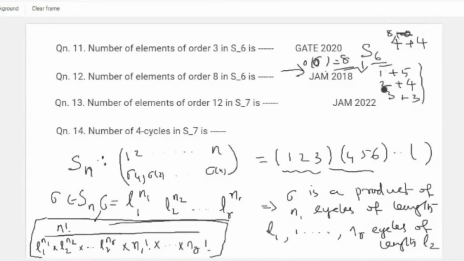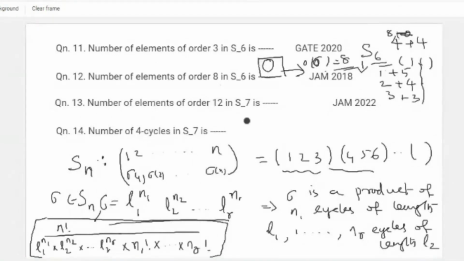For getting LCM equal to 8, what should be the structure of your product? 2 and 4 will not give 8, only 4. So there are no such elements in S6. Even though 8 is a divisor of 6 factorial, there is no element of order 8 in S6. You can go through various structures in S6; no structure will give order 8. So the answer is 0 in this case.